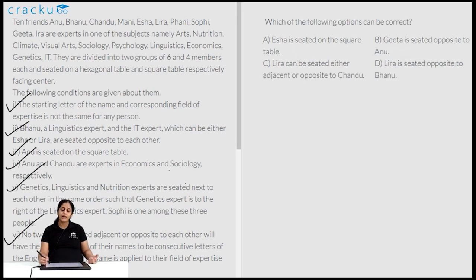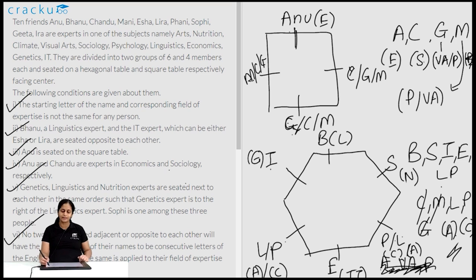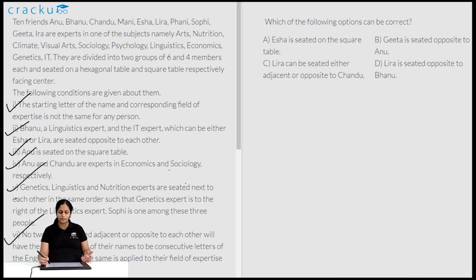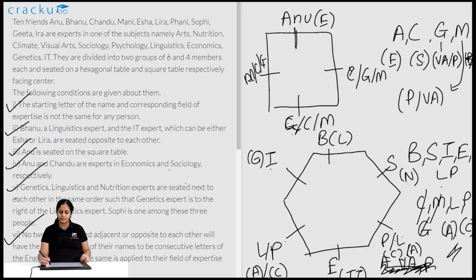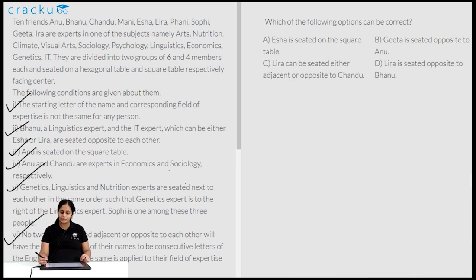Now the fourth question, which of the following options can be correct? Isha is seated on the square table. Isha is not seated on the square table, for sure she is seated on the hexagonal table. So we can delete option A. Geeta is seated opposite to Anu, that is possible. So option B is possible. Geeta can be seated opposite to Anu.